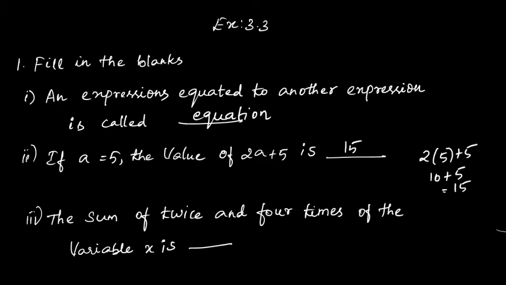The sum of twice and 4 times of the variable x is. So twice of the variable x is 2x. They have asked sum, so plus 4 times of variable x is 4x. So 2x plus 4x you will get 6x.